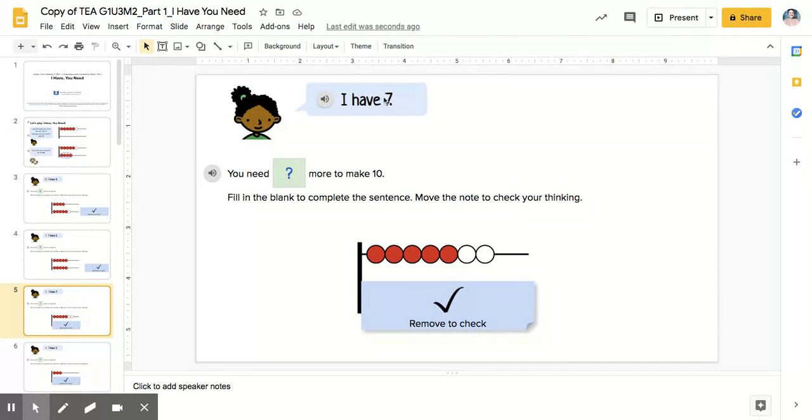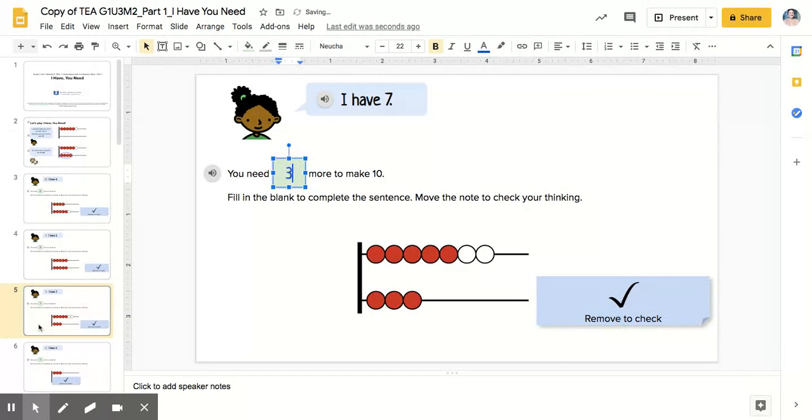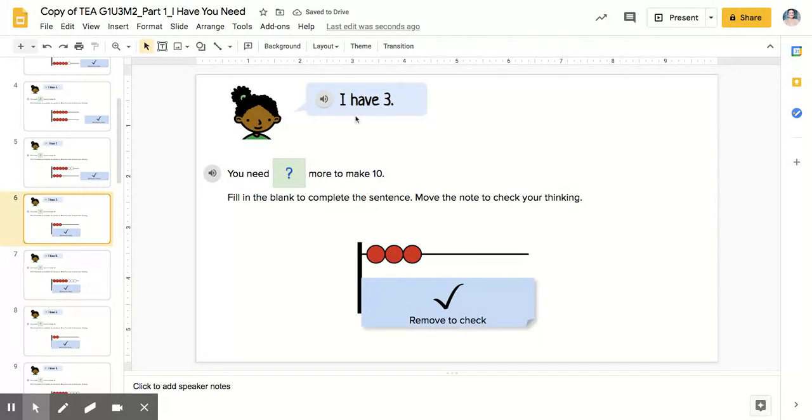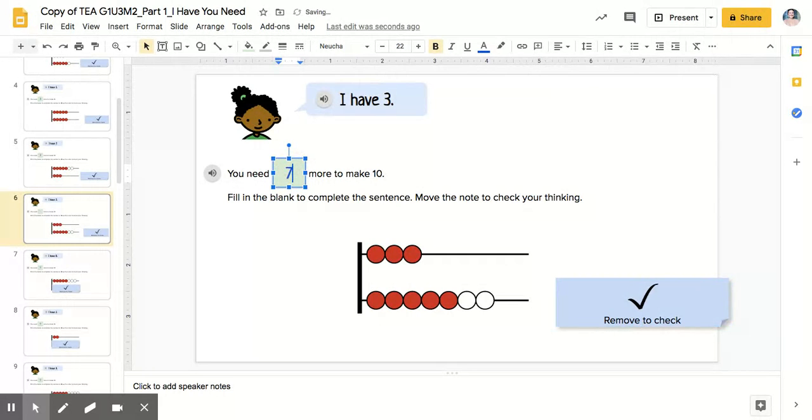What if I have 7? How many more do you need to make 10? Here's 7 beads here. How many more do you need to make 10? 3. Great job. I have 3. How many more do you need to make 10? 3, 4, 5, 6, 7, 8, 9, 10. I counted up 7 until I got to 10, and I was right. 7 more to make 10.